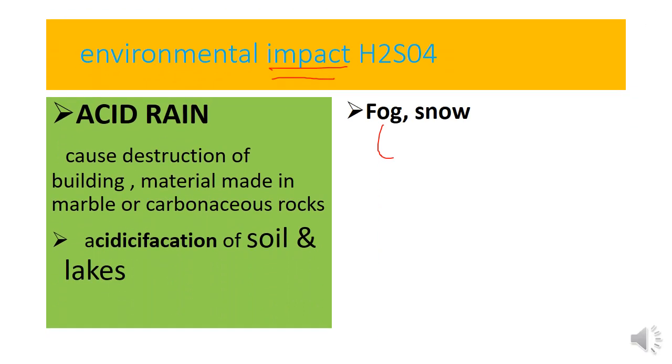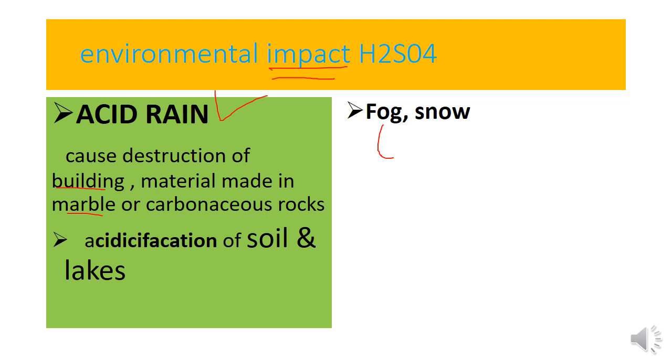Also, sulfuric acid should have an impact. Acid causes acid rain. This causes the destruction of buildings and of materials made of marble or carbonate blocks. Those materials can be harmed or destroyed by this acid rain.